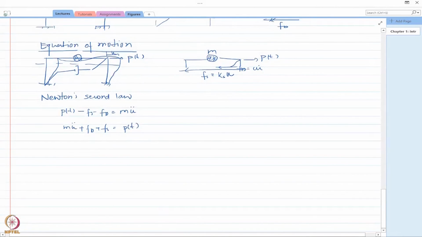And if I consider this to be made up of a linear viscous damper and a linear stiffness, then I can write Fd as C u dot, and Fs as K u, and this should be equal to P(t). So this is my equation of motion.